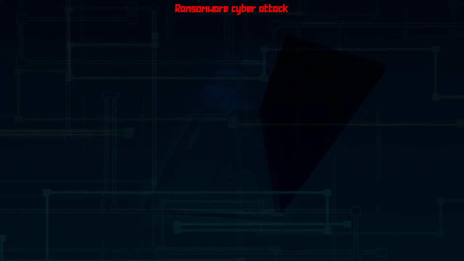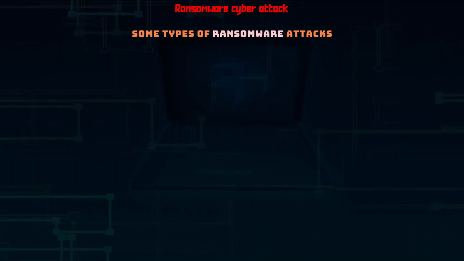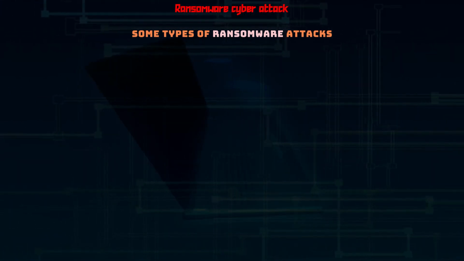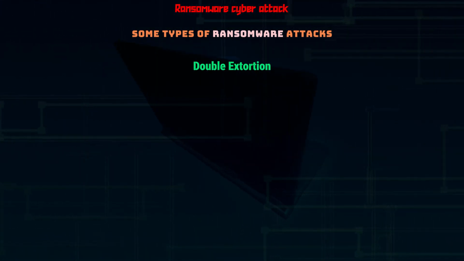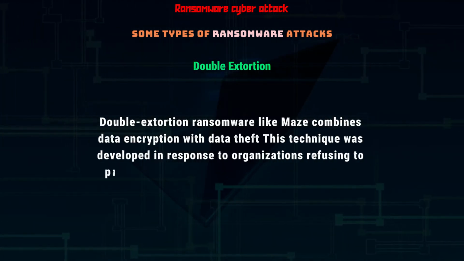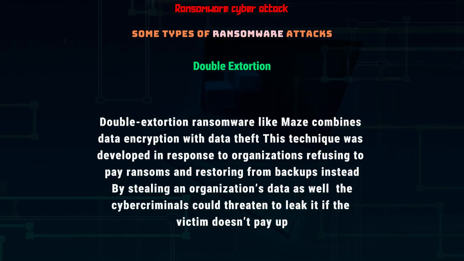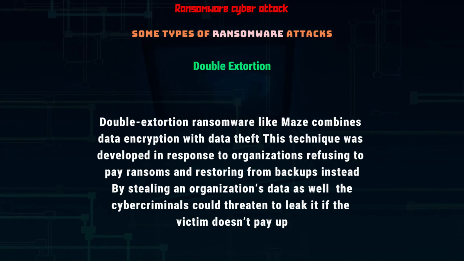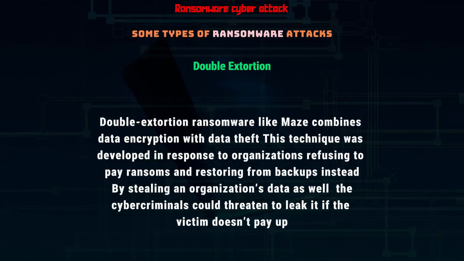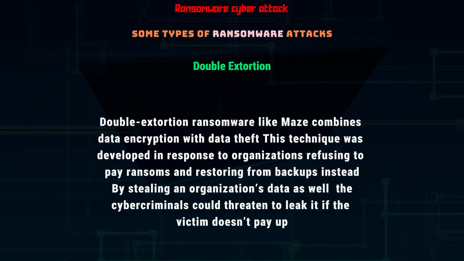There are some types of ransomware attacks. Ransomware has evolved significantly over the past few years. Some important types of ransomware and related threats include double extortion. Double extortion ransomware like Maze combines data encryption with data theft. This technique was developed in response to organizations refusing to pay ransoms and restoring from backups instead. By stealing an organization's data as well, the cybercriminals could threaten to leak it if the victim doesn't pay up.